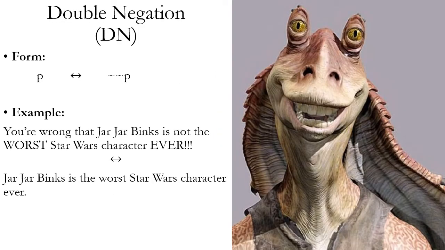The next replacement rule is double negation. This allows you to go from a proposition to its double negation by adding two tildes in front of it, or in the reverse direction, going from a proposition that has two tildes in front of it and dropping those two tildes.